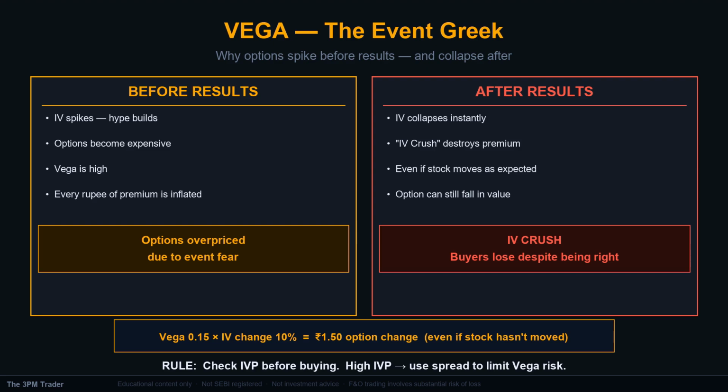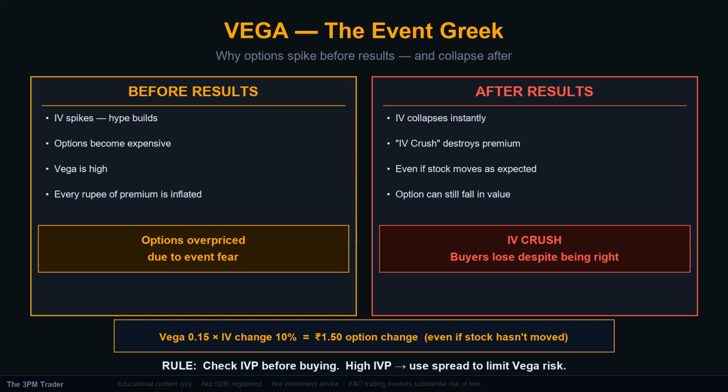Before results, IV spikes. Options become expensive. Everyone buys expecting a big move. Results come out. Even if the move happens, sometimes the option price falls. Why? Because IV collapses immediately after the event. The move was already priced in. This is called IV crush, and it destroys option buyers who enter before events.